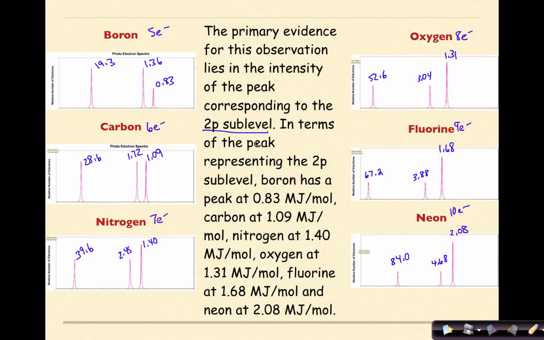2p sublevel. In terms of the peak representing the 2p sublevel, boron has a peak of 0.83 megajoules per mole, as we see right here. Carbon at 1.09 megajoules per mole, as we see right here. Nitrogen at 1.40 megajoules per mole, as we see here. Oxygen at 1.31 megajoules per mole, as we see here. Fluorine at 1.68 megajoules per mole, and neon at 2.08 megajoules per mole.